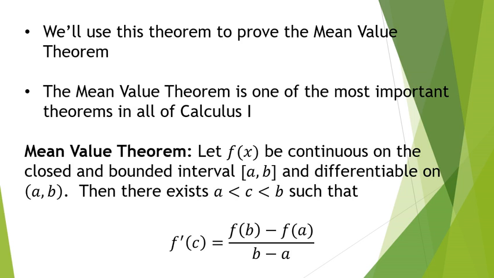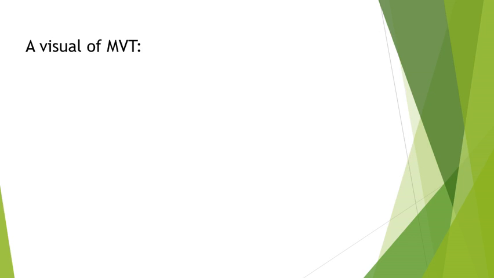Let f of x be continuous on the closed and bounded interval a comma b, and differentiable on the open interval a comma b. Then there exists some c value between a and b, such that f prime of c is equal to f of b minus f of a all over b minus a. And what we're going to do is look at a little visual as far as what this mean value theorem, or MVT for short, is saying.